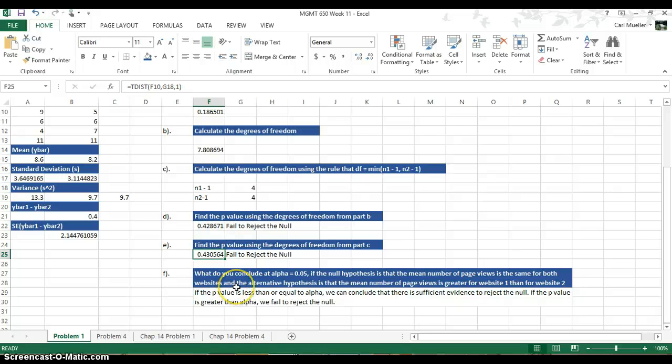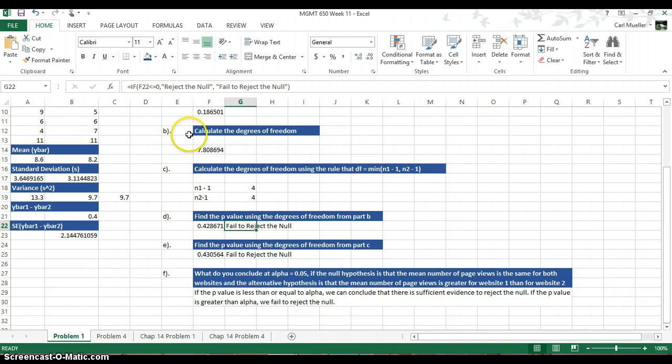So what do you conclude at alpha equals 0.05? The null hypothesis is that the mean number of page views is the same for the websites, and the alternative hypothesis is that the mean number of page views is greater for 1 than for 2, 2 being the old, 1 being the new. Remember, if the p-value is less than or equal to alpha, we can conclude that there is sufficient evidence to reject the null. If the p-value is greater than alpha, then we fail to reject the null. I've set up the if statement, which is a really good, fast, and accurate way to test p-values if you're doing multiple hypothesis tests.